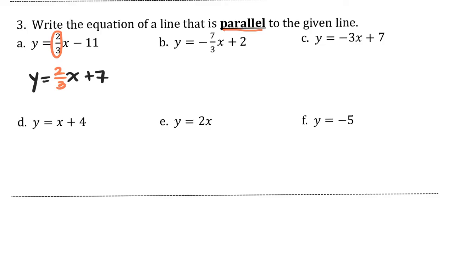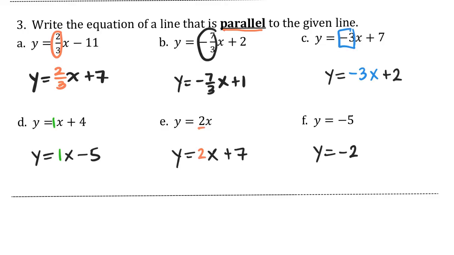Pause the video and then unpause when you want to see the answers. Okay, go ahead and check your answers. Now remember, our slopes have to match, but your y-intercept could be different than mine. Slopes have to match, but the y-intercept could be different. Okay, check your answers and then go ahead and check the next page.